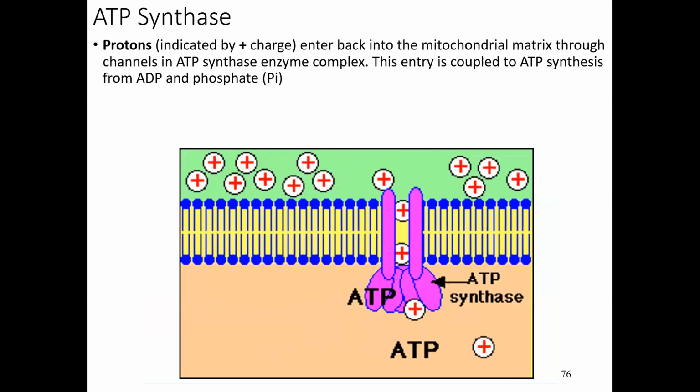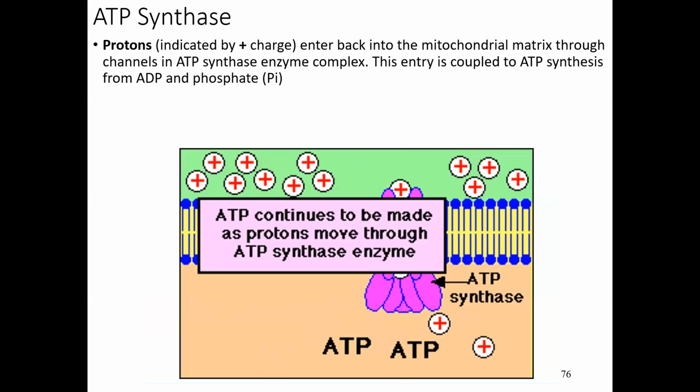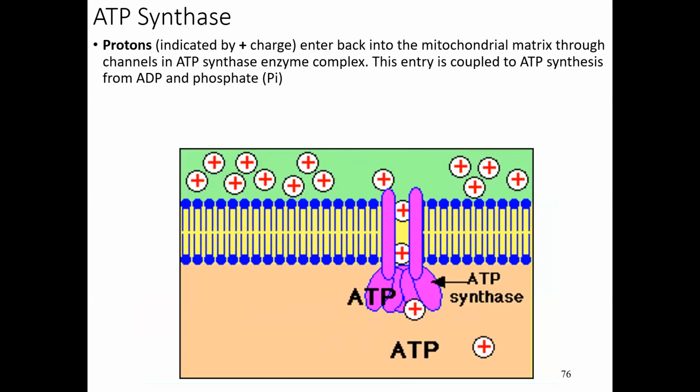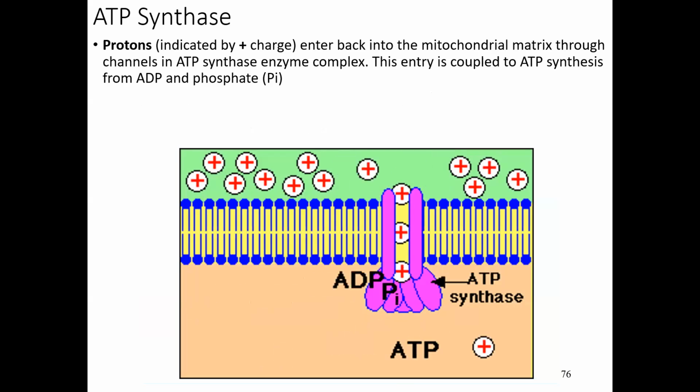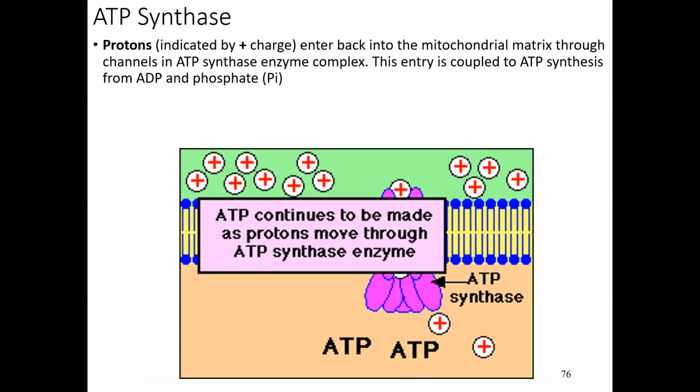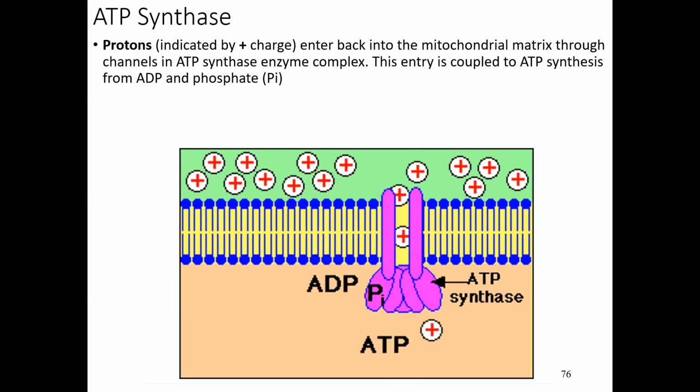Now, the synthase does its job very well. It actually rotates when the hydrogens come through, and that rotation causes the ATPs to get made as the inorganic phosphates and the ADPs are combined.